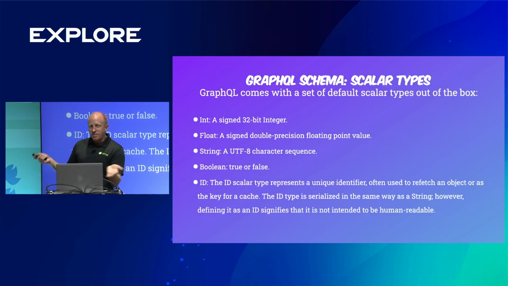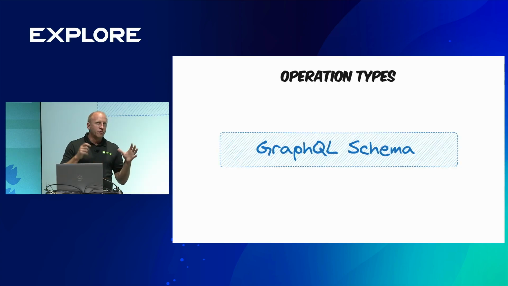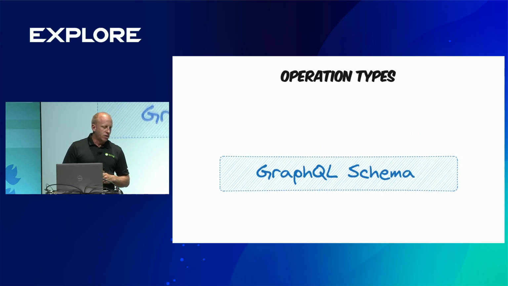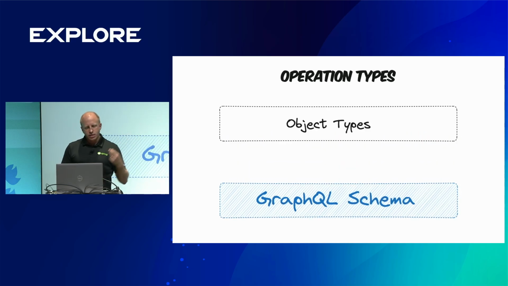So these are the basic scalar types. This is awesome because you don't have to learn a lot of different types. Int, float, string, boolean, and ID. ID is representing something unique in the system. So we have those object types. The next thing we need to know is operation types. So we have our GraphQL schema. We have our object types on there.